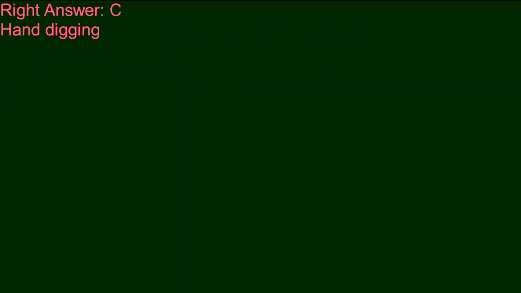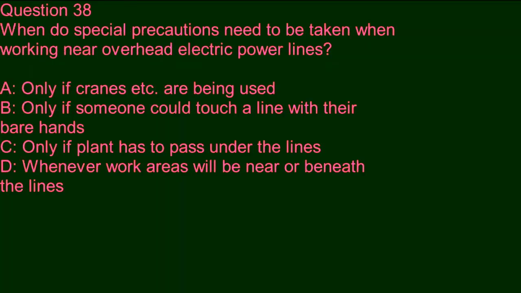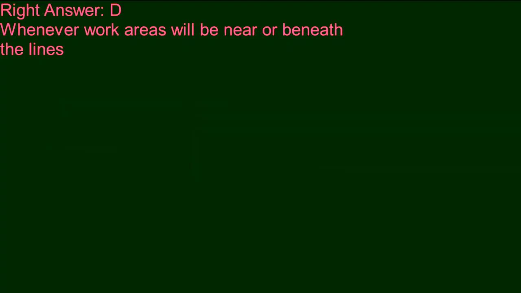Question 38. When do special precautions need to be taken when working near overhead electric power lines? A. Only if cranes, etc. are being used. B. Only if someone could touch a line with their bare hands. C. Only if plant has to pass under the lines. D. Whenever work areas will be near or beneath the lines. Right answer, D. Whenever work areas will be near or beneath the lines.